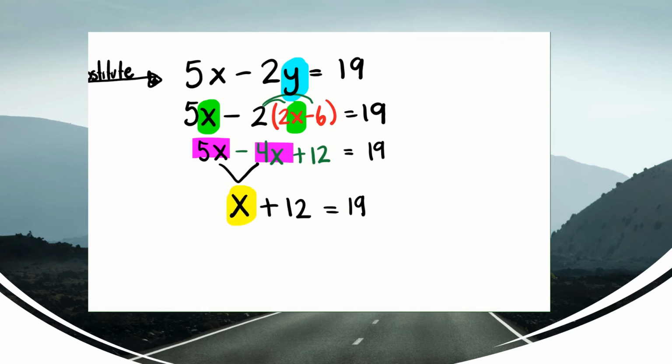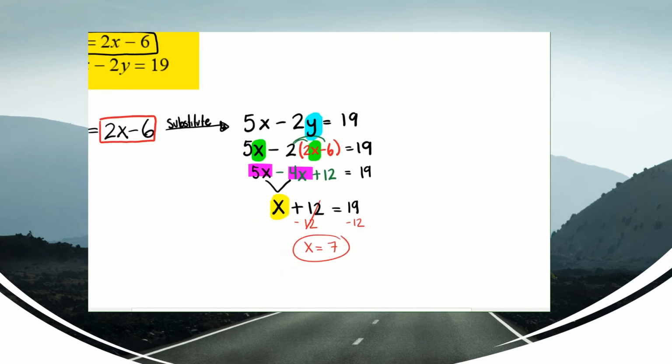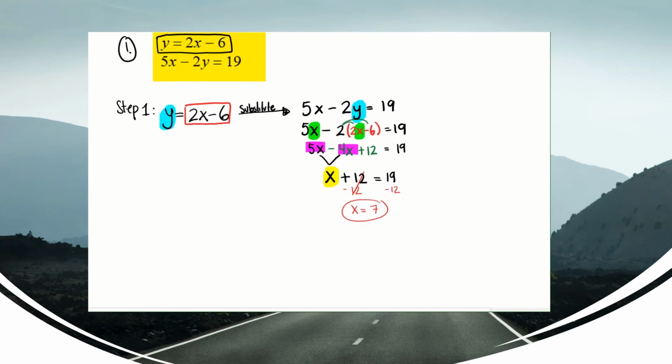And our goal is to leave x alone. So to get rid of the 12, we'll subtract 12 from both sides. And you get that x equals 7. So we have successfully solved for one of our variables.